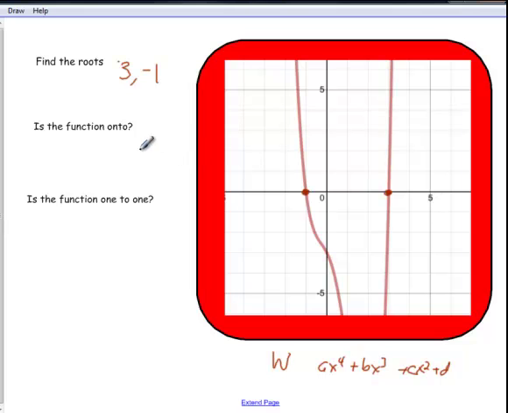Is the function onto? Well, I couldn't really get one to show you, but it is not onto, because we know that as a quartic, it's got to go down, it's got to hit some low point, and that it's got to come back up. So it is not onto, because it doesn't hit all the range possible. Is it 1 to 1? No, because it fails the horizontal line test.